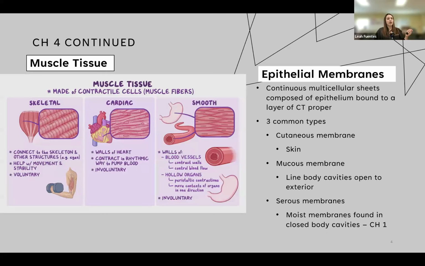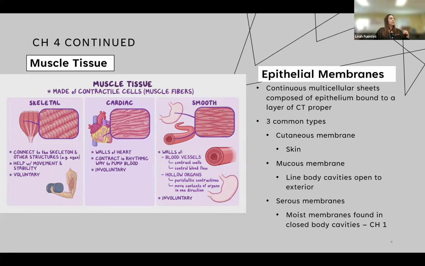Okay, and then we start talking about the epithelial membranes. We did touch on one of these on the very first exam, which you will get to come see. Epithelial membranes are continuous multicellular sheets composed of epithelium bound to a layer of connective tissue proper. And we have three common types: cutaneous, mucous, and serous.